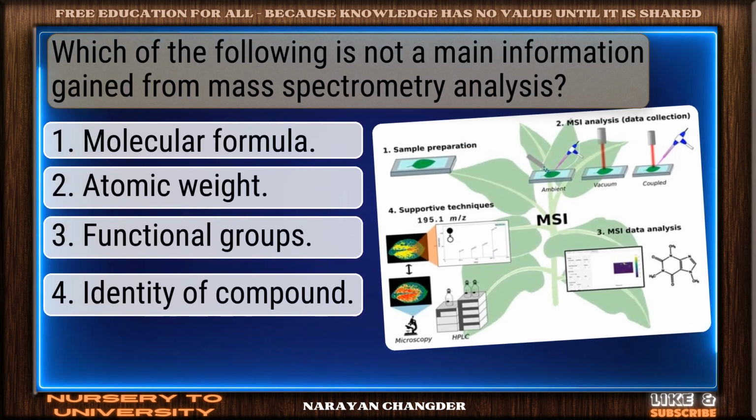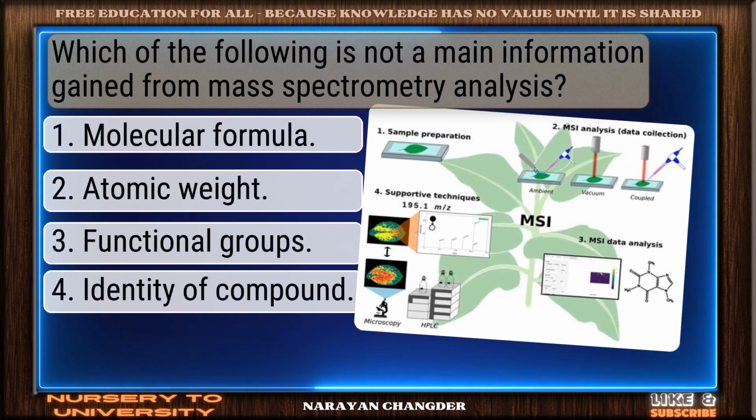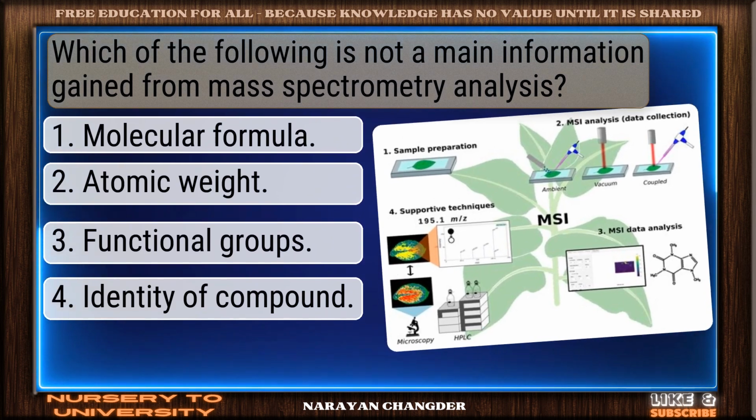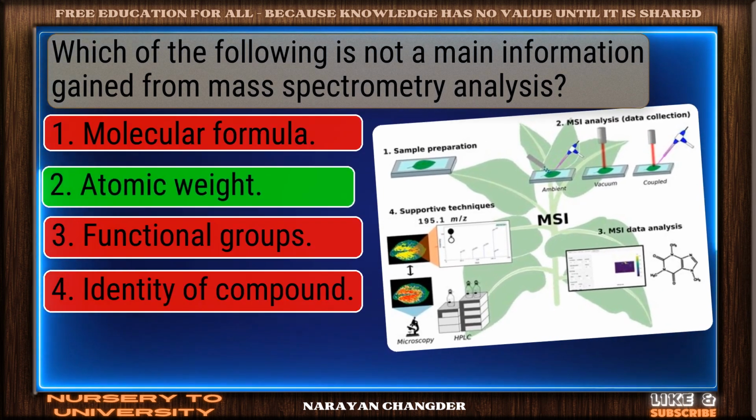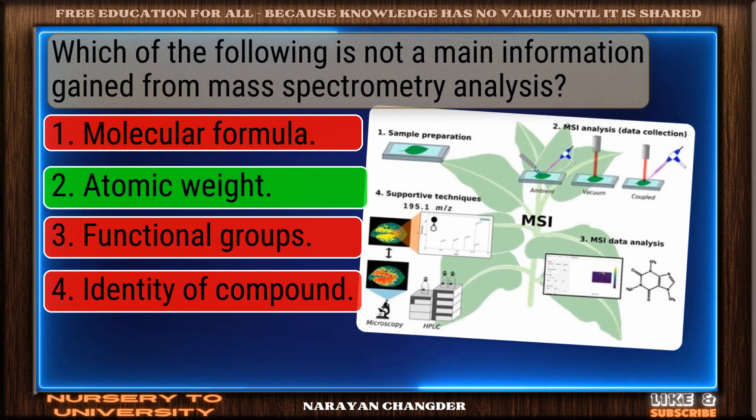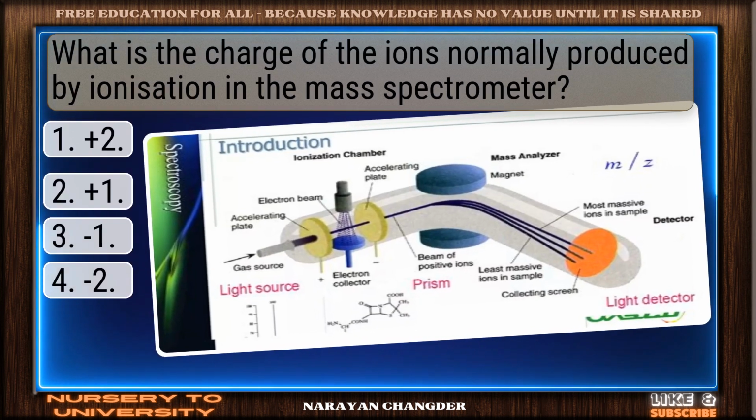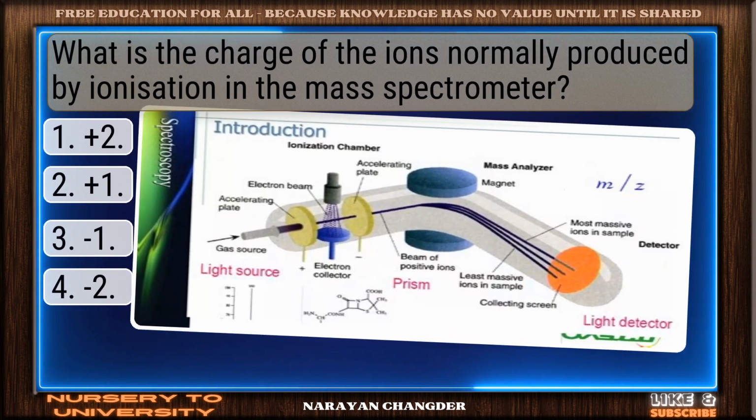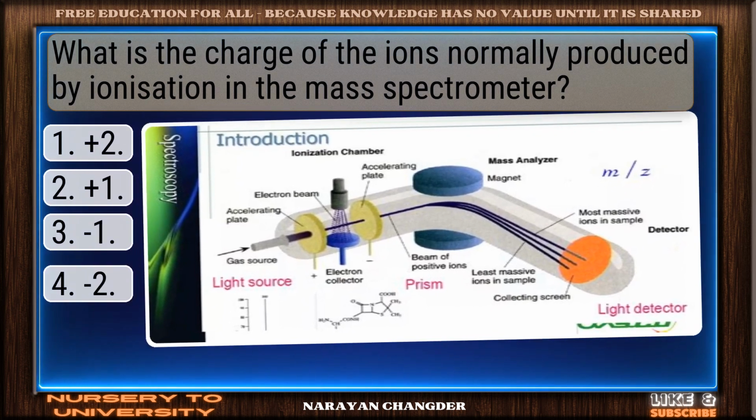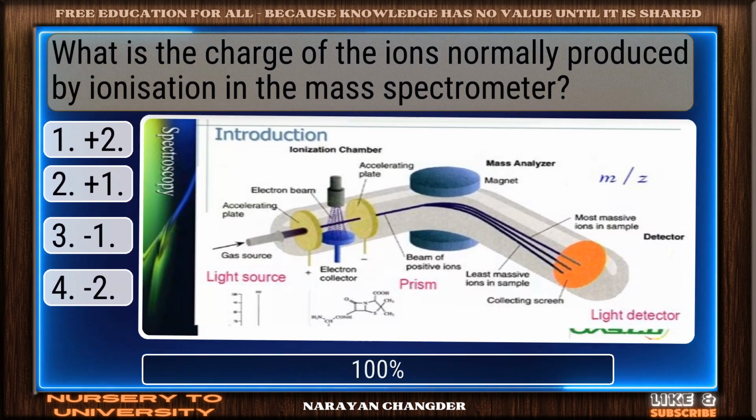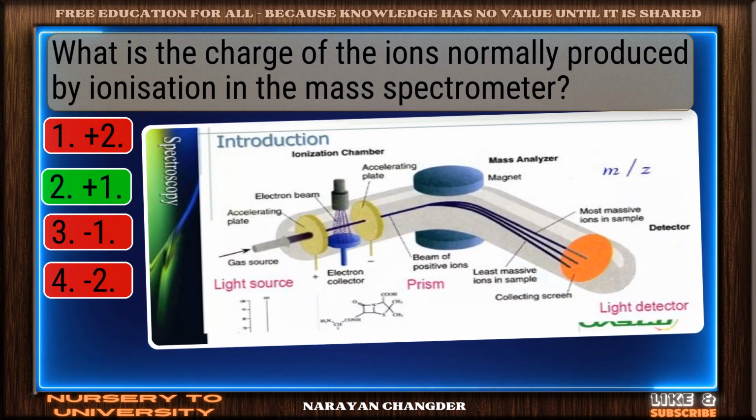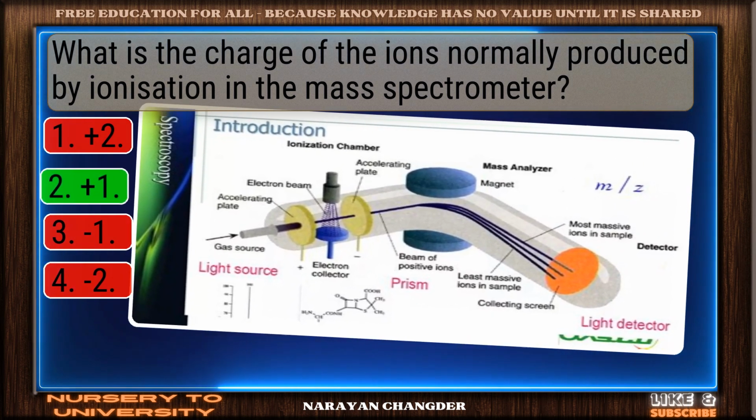Which of the following is not a main information gained from mass spectrometry analysis? Strong choice. Atomic weight is the right answer. What is the charge of the ions normally produced by ionization in the mass spectrometer? Well picked. +1 is the correct answer.